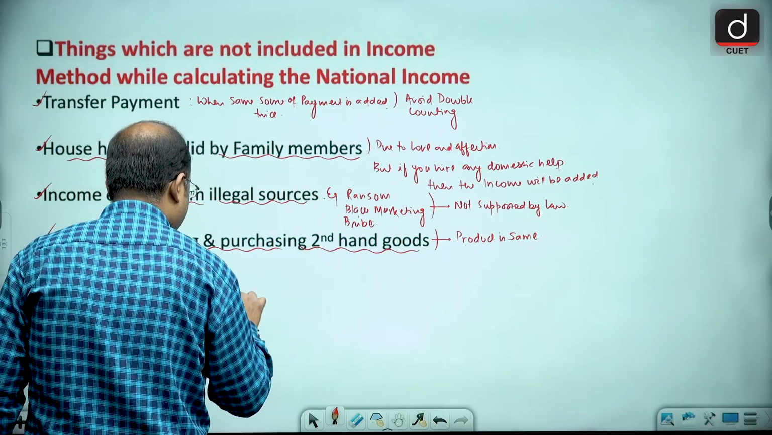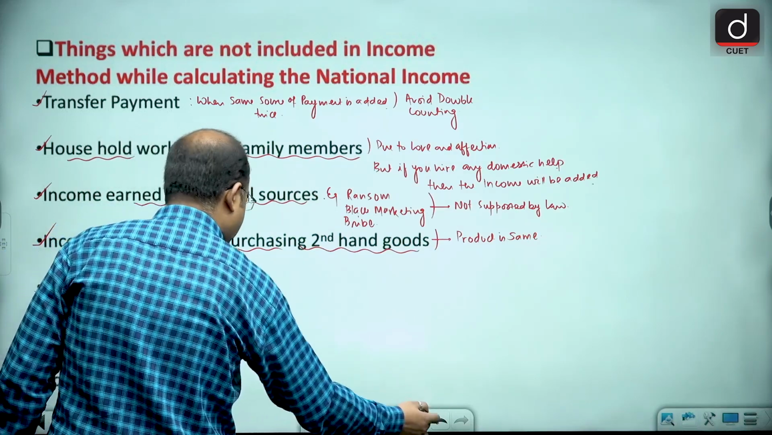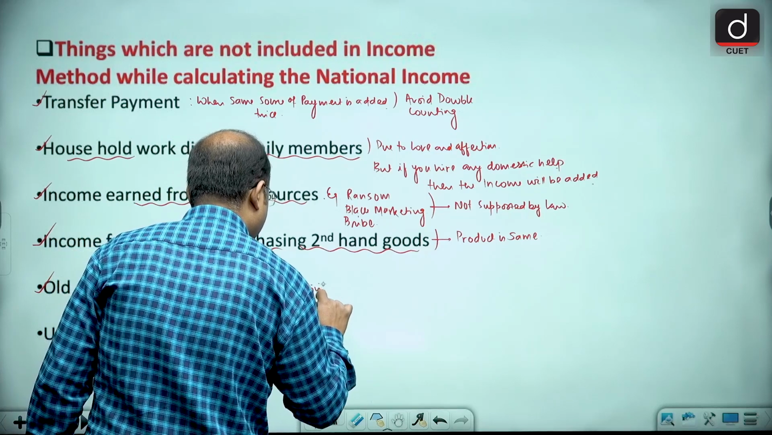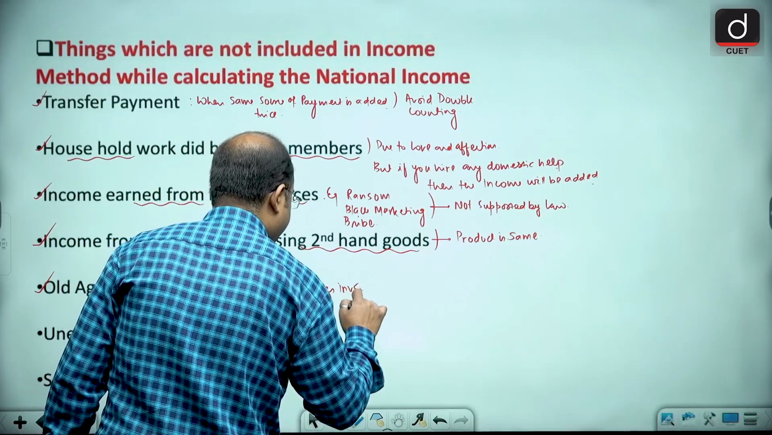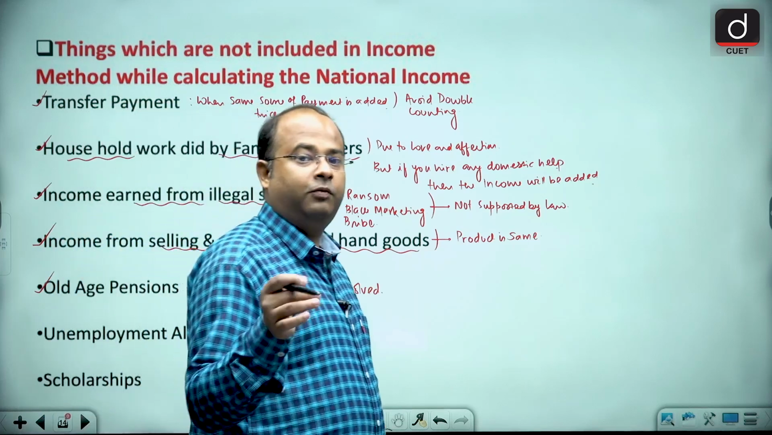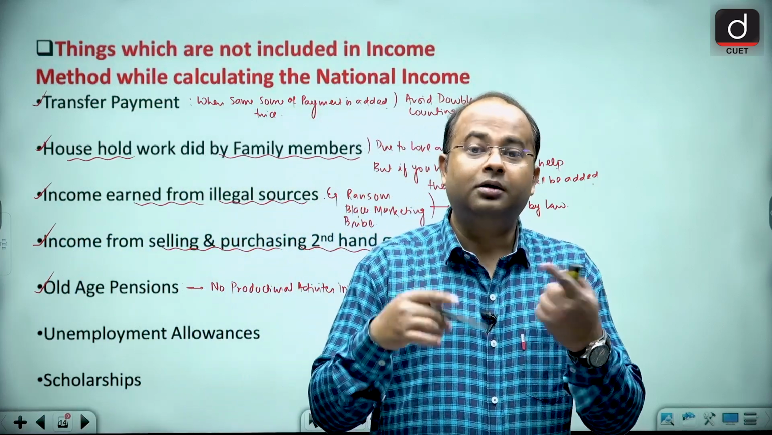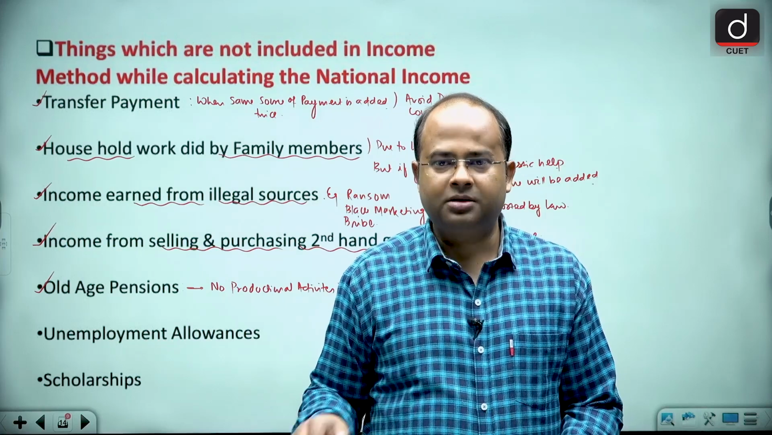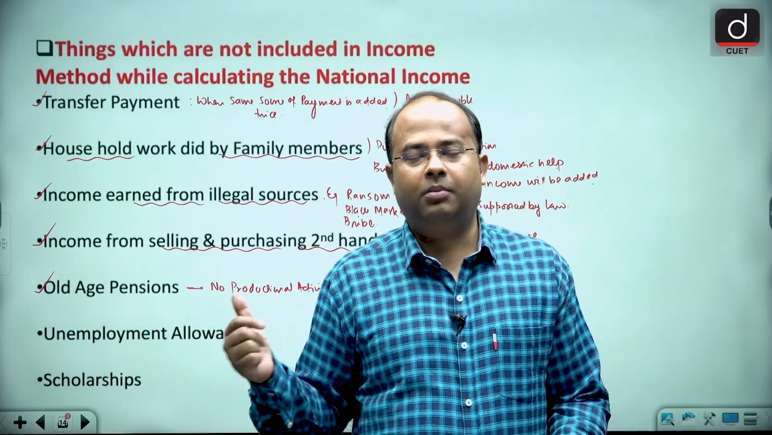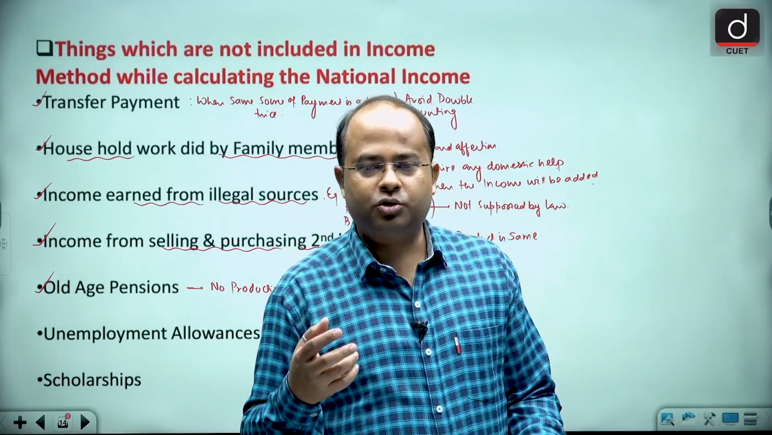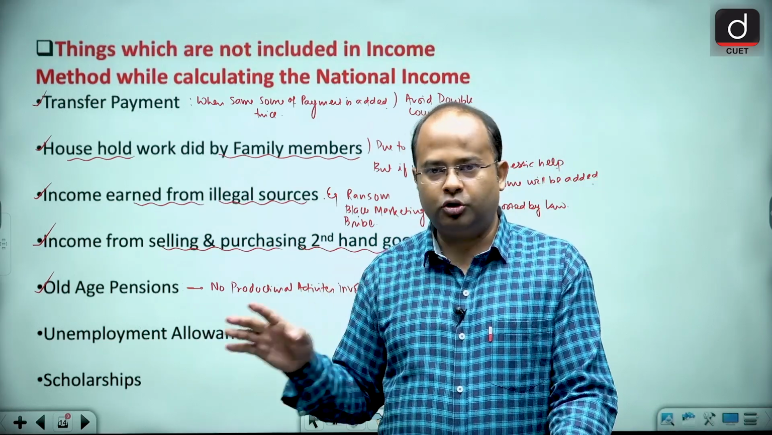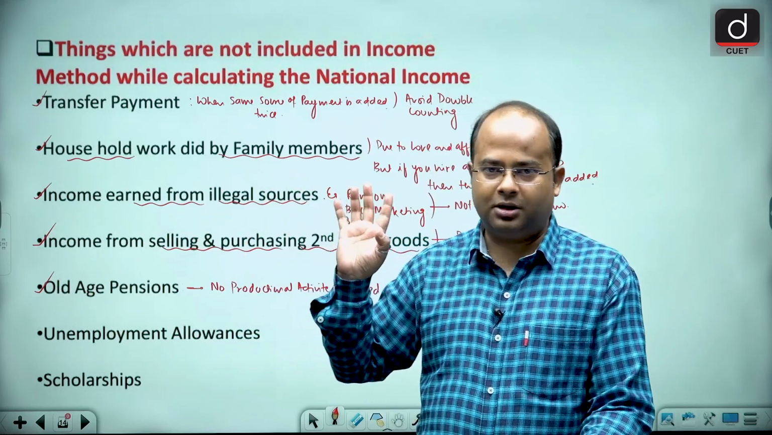No productional activities involved. But salary is added, my dear learners. Salary is added because, why do you get salary? For rendering the goods and services. So salary will be added, but not old age pension, because once you get old age pension, you do not offer any productional activity. Therefore it is not added.